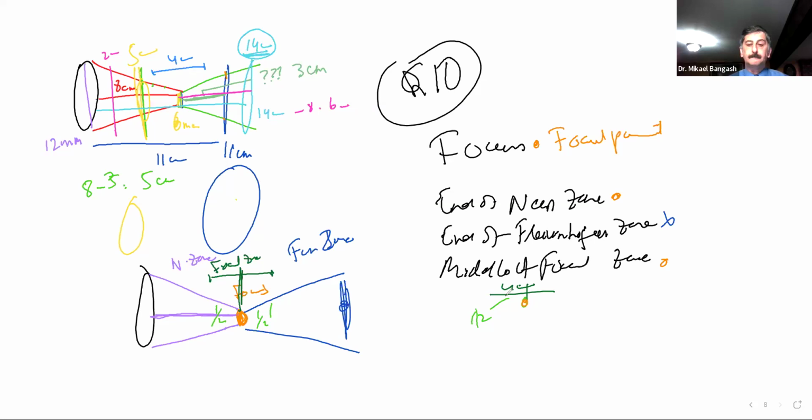Did you guys get that? Good. But please make sure that you know that near zone is also called near field. That's pretty obvious. But it also goes under the name Fresnel zone. So if it says end of Fresnel zone, that'll still be the same as the end of the near zone.